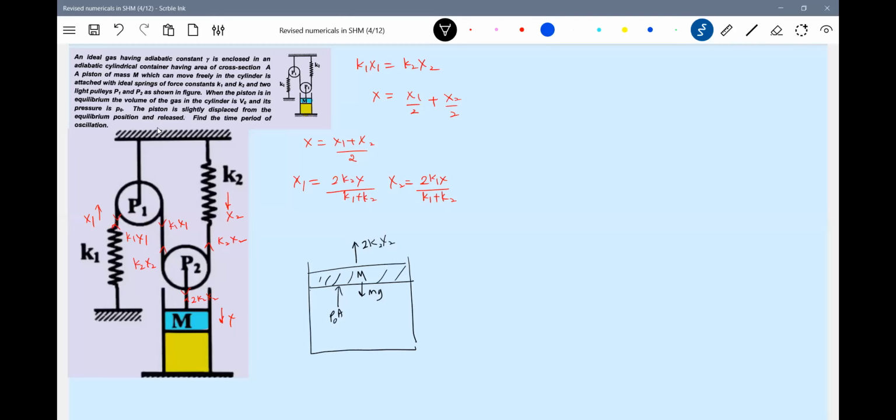Now, if I slightly displace it, what conditions will arise? The weight mg will act as it is. The pressure force will get incremented, (P0 plus dP) times A. The increment in pressure force, I'll take it. Then here, how much will this be? 2k2 (x2 plus x). X is what? Oh, this is some other displacement. We'll write it R, no problem. So how much it is pressed by distance x.